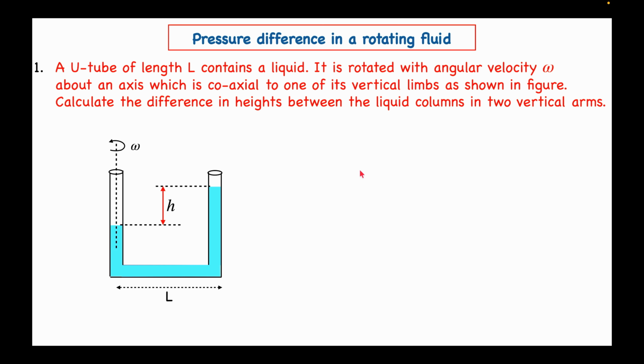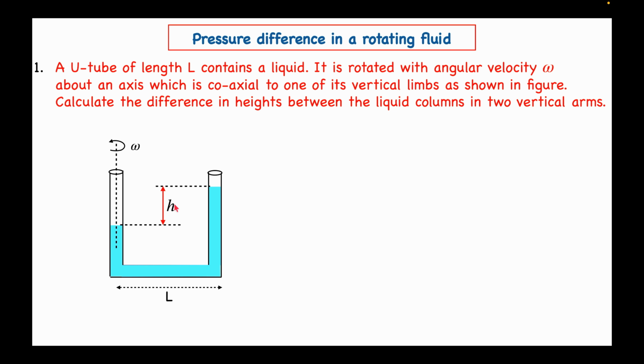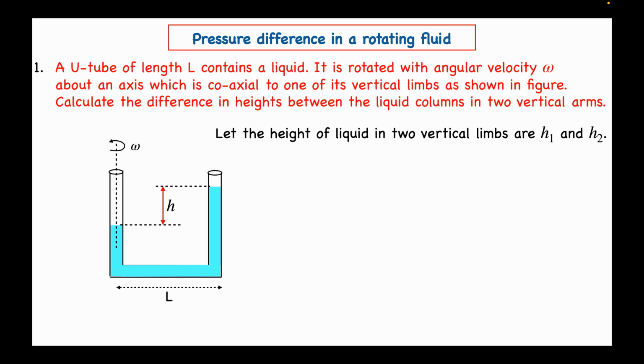Here we can see that the U-tube containing a liquid is rotating about an axis which goes through one of its limbs with an angular speed omega. The difference in liquid height between its two limbs is h. We have to calculate the value of h. Let the heights of liquid in the two vertical limbs be h1 and h2.